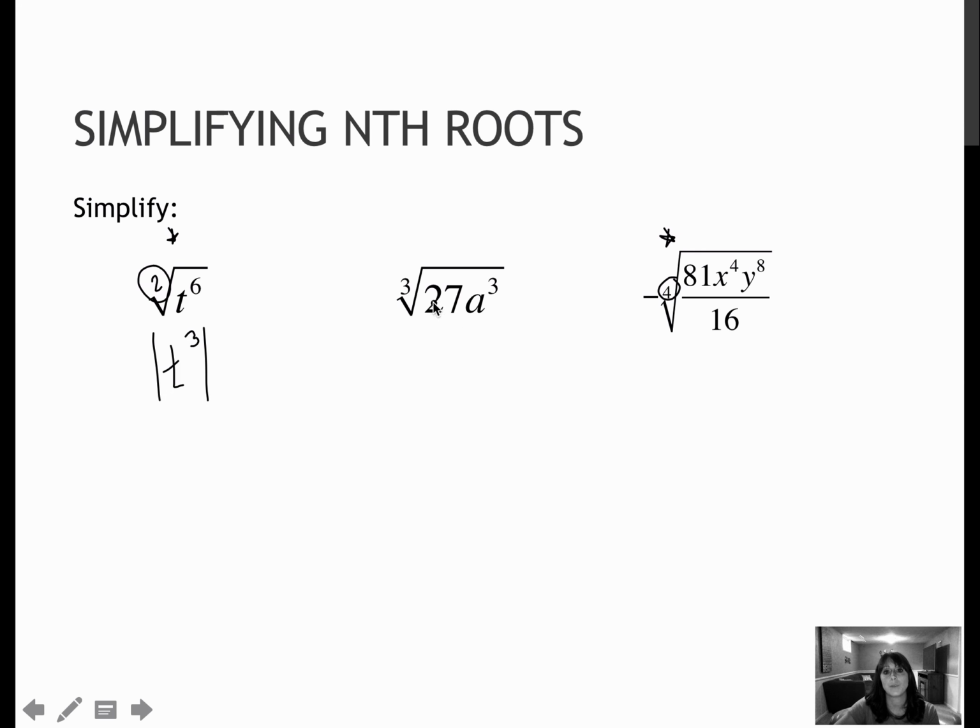For my next, I have 27a to the third. 27, we already know the cube root is 3. 3 divided by 3 is 1, so that's just 3a. I don't need to do an absolute value here because it's an odd index.